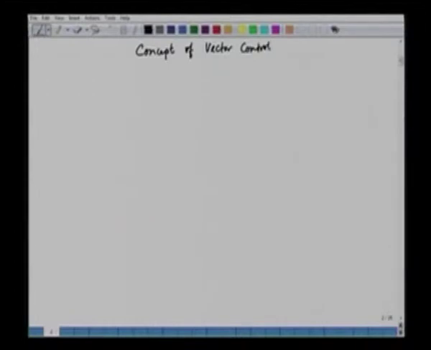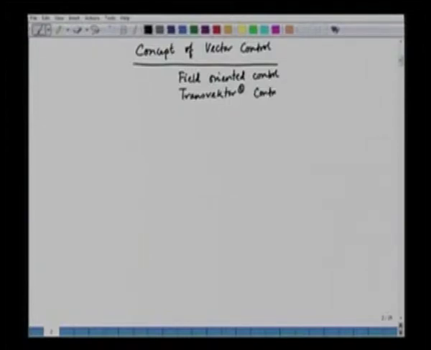We can call this also field oriented control, or transvector control, or decoupled control.